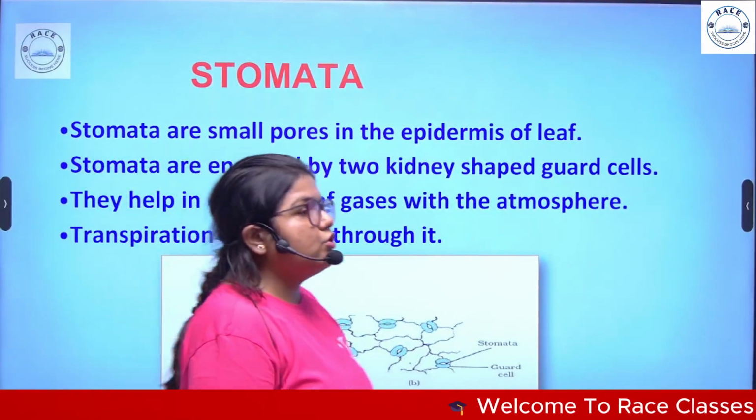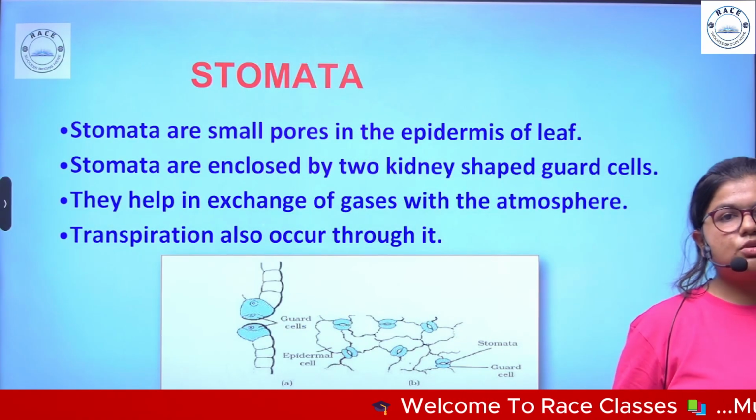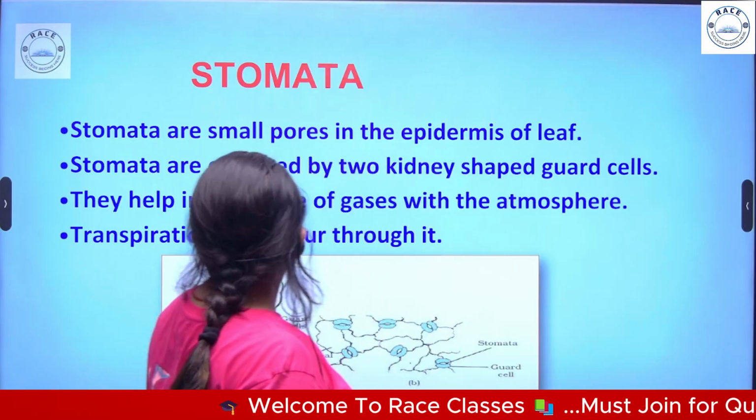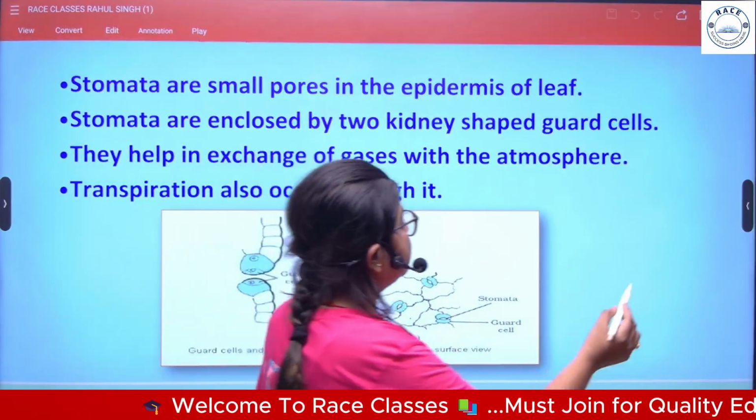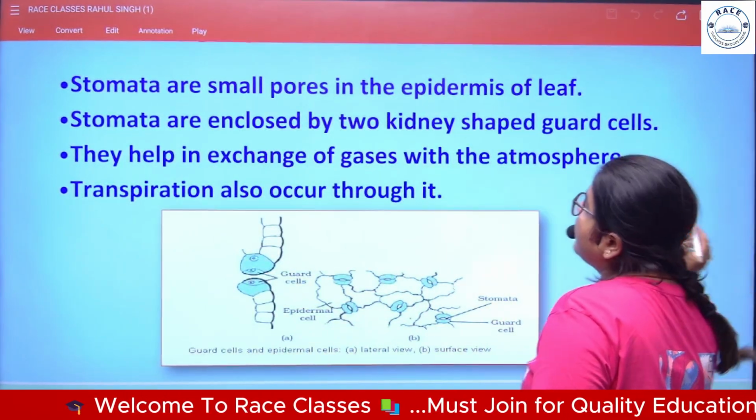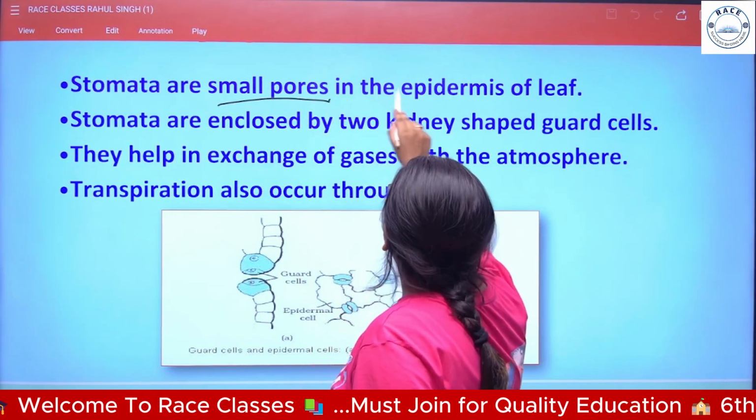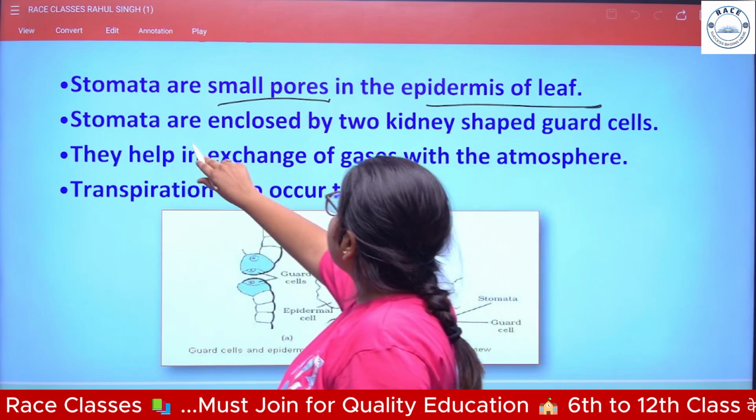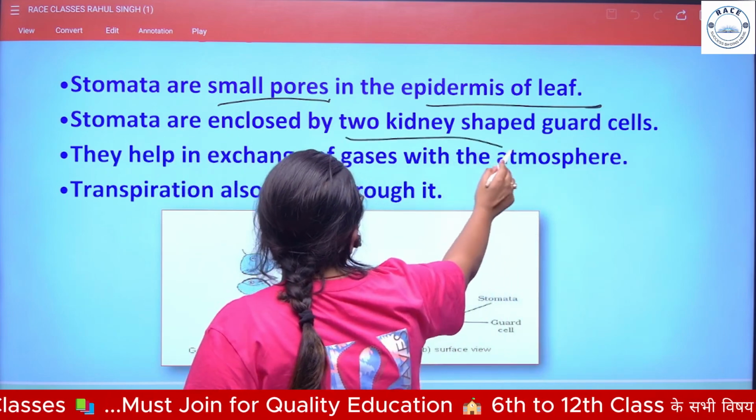Now let's talk about stomata. The basic idea of stomata, you might know, is that it helps in the exchange of gases, right? But we will study it in detail. Stomata are small pores in the epidermis of leaf. What are pores? Small holes. Stomata are enclosed by two kidney-shaped guard cells.